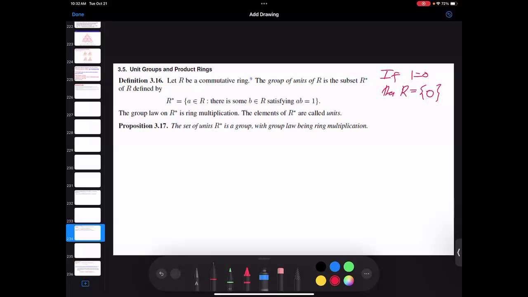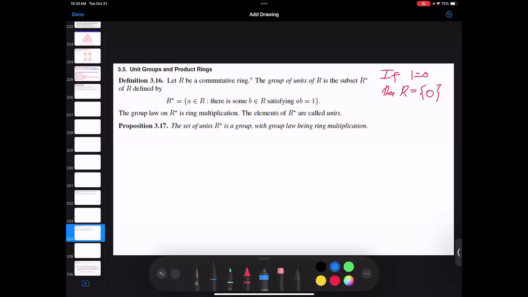So in proposition 3.17, we will have dispatched the case when 1 equals 0. So let's assume we are looking at a situation where 1 is not 0, and we want to show that it is a group under ring multiplication. What's nice is this allows us to go back in time. I made some comments about your linear algebra instruction. Now we can make some comments about who taught you group theory. How well do you remember group theory?